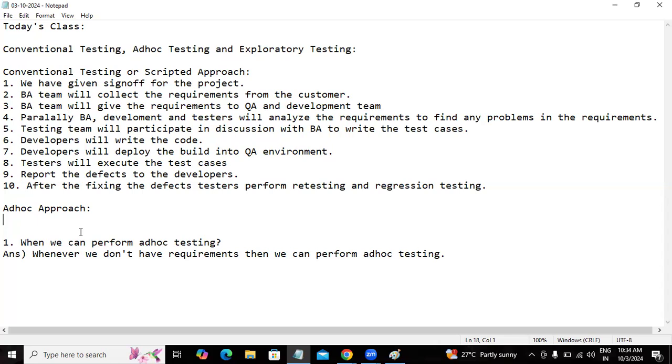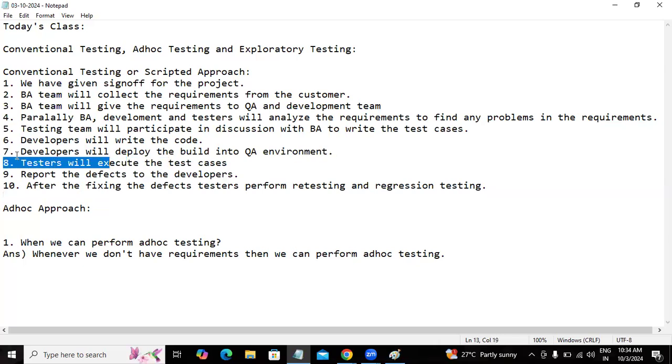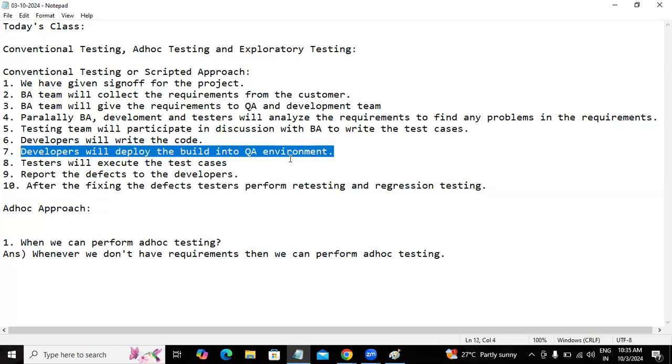In ad hoc testing we are not following these things, because only when we have requirements do we follow them. If you don't have requirements, you are not going to write any test cases. They give the application directly into the testing environment, so you need to perform testing directly, learn the application, and break it down. This is the ad hoc testing process.